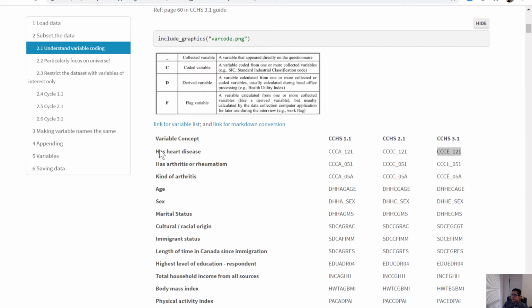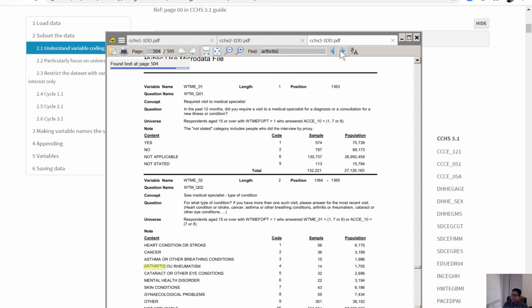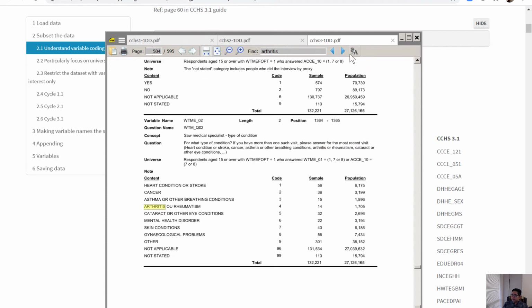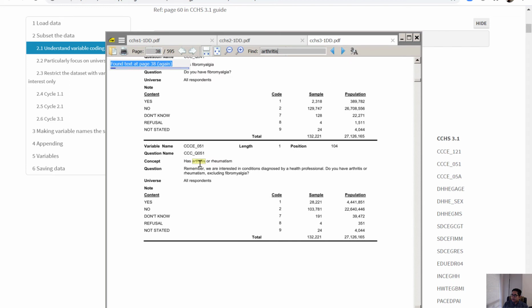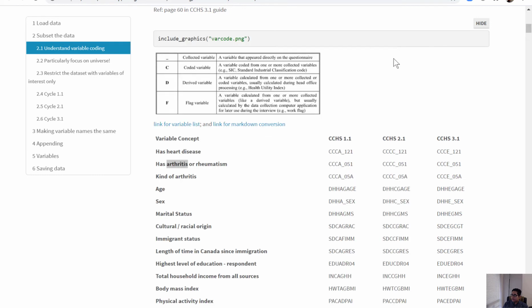So you see whether the subject has heart disease or not. There were a couple of arthritis related questions in that particular cycle. Say for example, if I'm looking for arthritis, there are a couple of variables that may be of interest. One of those variables is whether the subject has arthritis or rheumatoid arthritis, and that variable's name is CCCE_051, and again here the universe is all respondents, right?